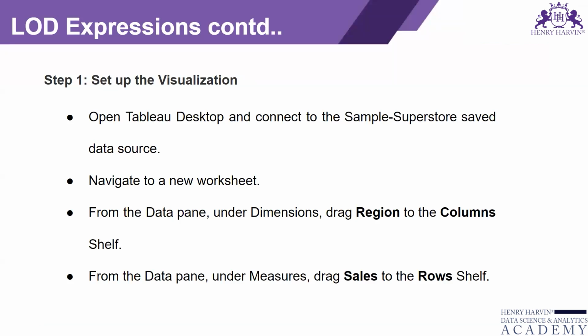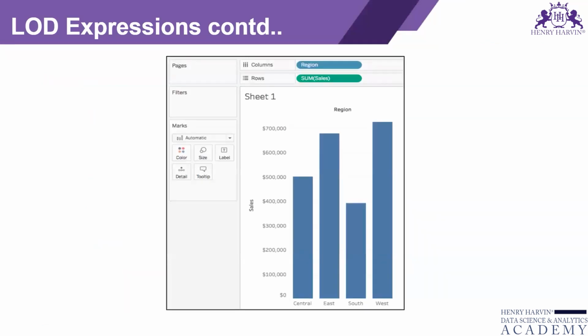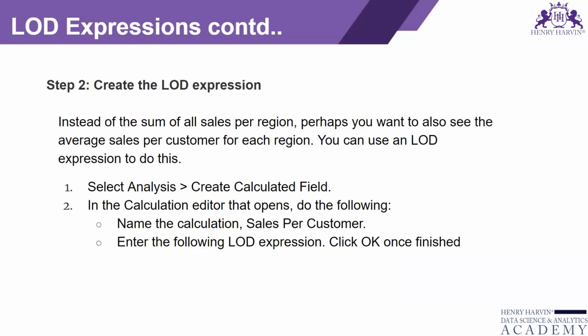Open Tableau Desktop, connect to Superstore, save the data source, and navigate to a new worksheet. From the data pane under dimensions, drag Region to the column shelf. Okay. And drag Sales to the row shelf. Now, this is a simple bar graph that they have made.